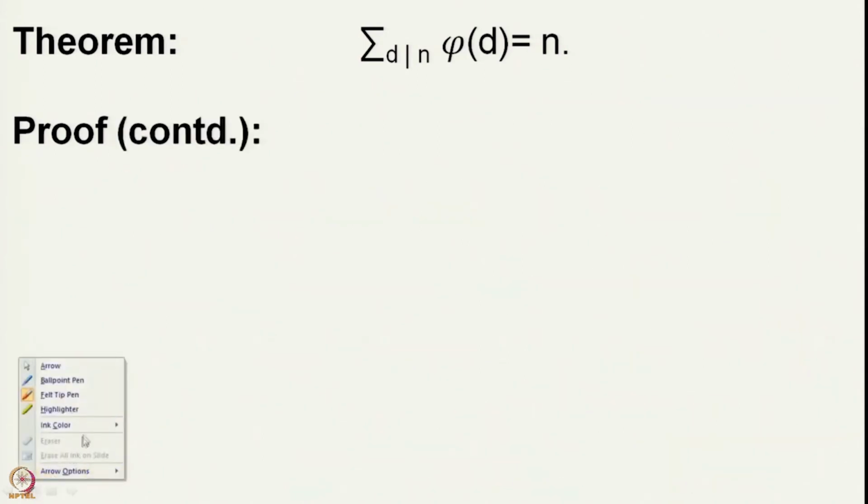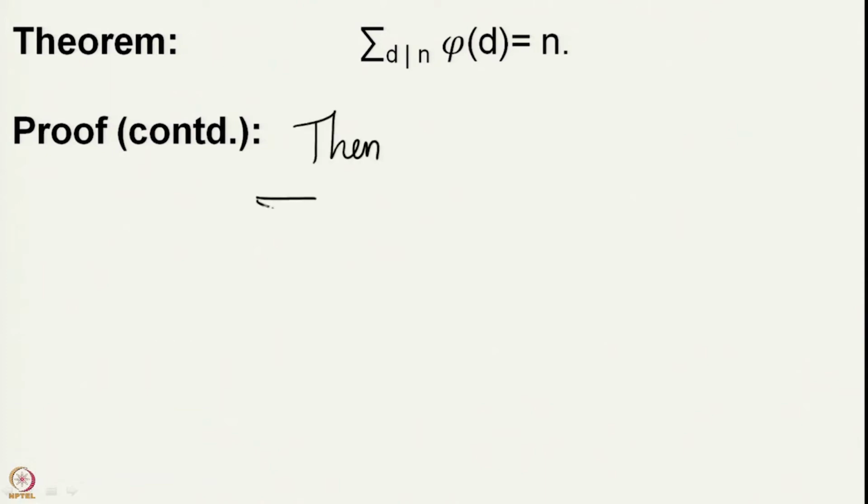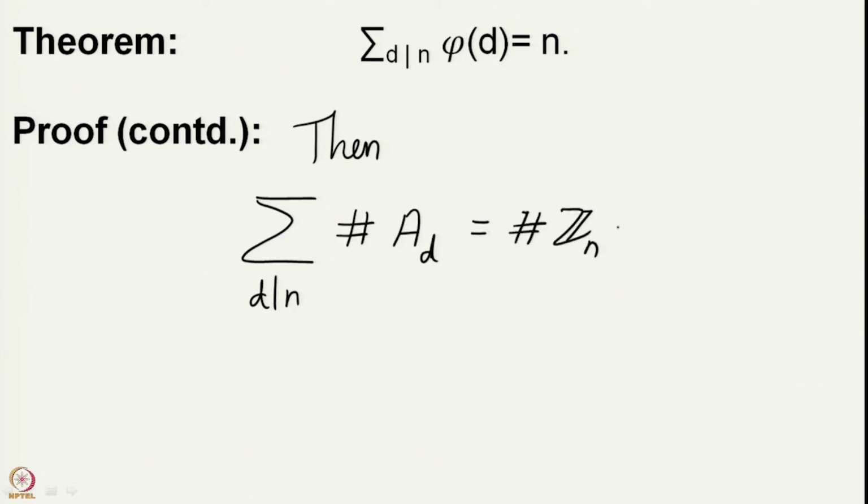So, when you compute the cardinalities, because the union is disjoint, what we get is that the summation over d dividing n of the cardinality of A_d is the cardinality of our set Zn, which is n. So, we now need to find the cardinality of A_d for each divisor of n.